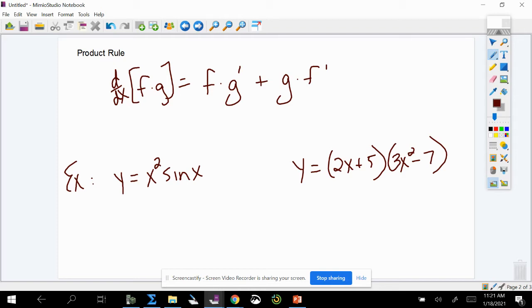So let me show you how it works in conjunction with the two examples that I wrote at the bottom of the page. So I'm going to consider my first function to be the x squared and my second function to be the sine. So first times the derivative of the second, the derivative of sine is cosine, plus the second times the derivative of the first. The derivative of x squared is 2x.